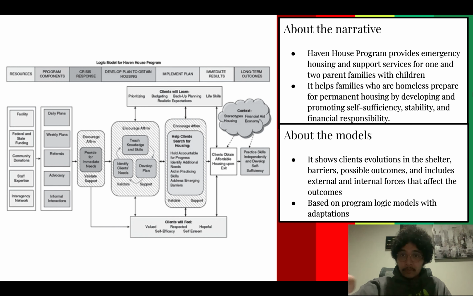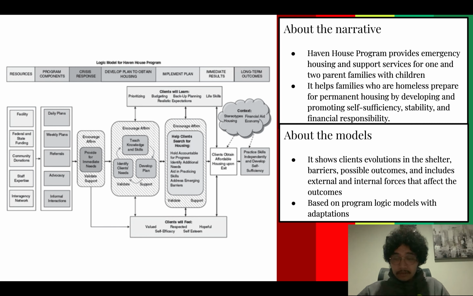Thank you. Next is about the Heaven House program. The program provides emergency housing and support services for 1 and 2 parent families with children. It also helps families who are homeless prepare for permanent housing by developing and promoting self-sufficiency, stability, and financial responsibility.